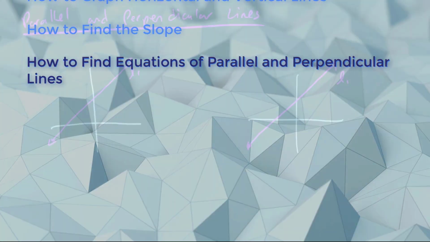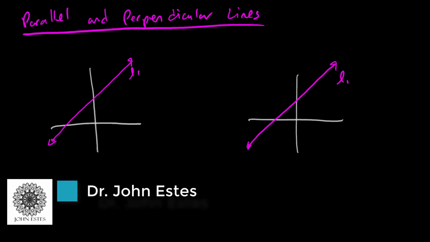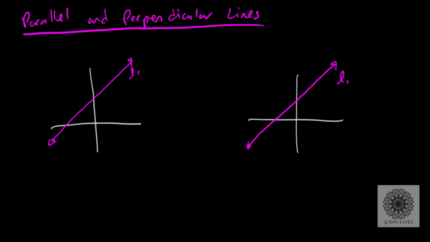Along with the equations of the line, equations of parallel and perpendicular lines is a very common topic, and I'm going to show you how this works. It's pretty simple. First of all, I have two lines that are actually the same line, L1. For the sake of the illustration, let's say that this has a slope of M1. Now first of all, I'm going to draw a line that is parallel to L1.